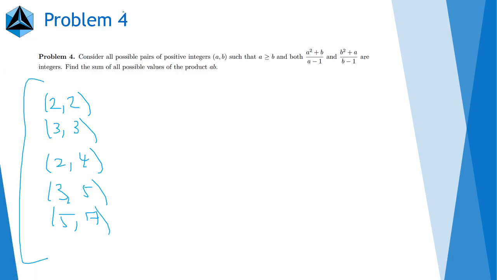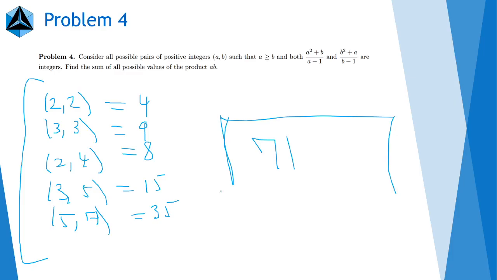And we want to find the sum of all possible values of the product AB from our pairs. So, well, the product here is 4. This is 9. This is 8. This is 15. This is 35. Adding this up, 35 plus 15 is 50. 50 plus 8 is 58. 58 plus 9 is 67. 67 plus 4 is 71. And that is our final answer.